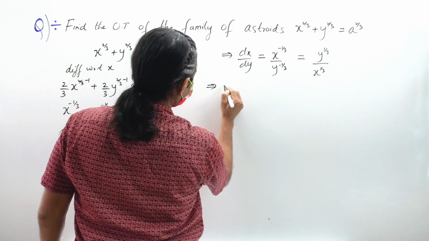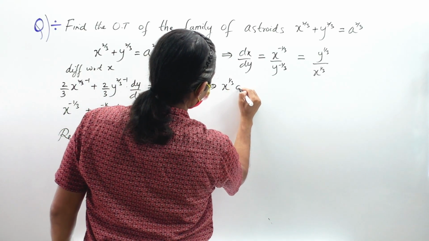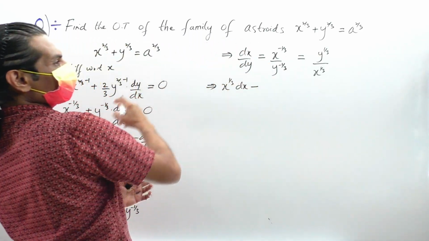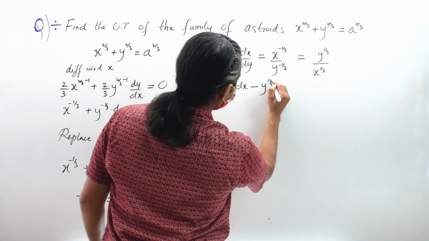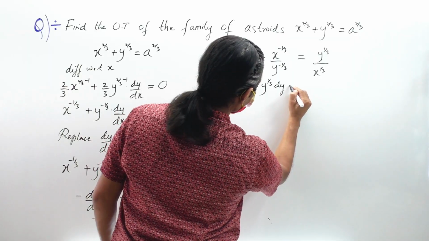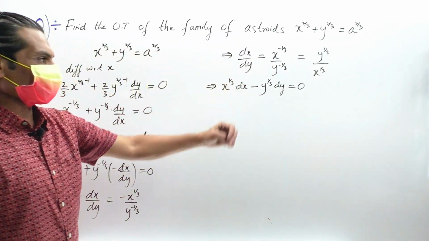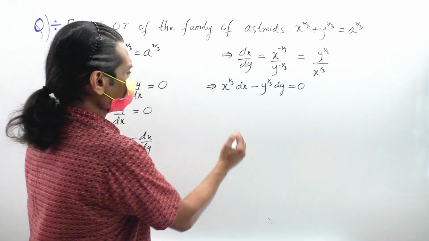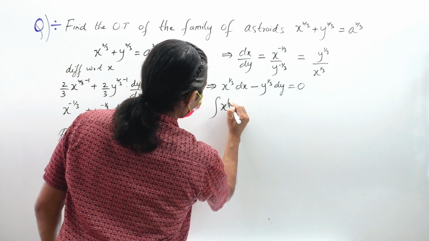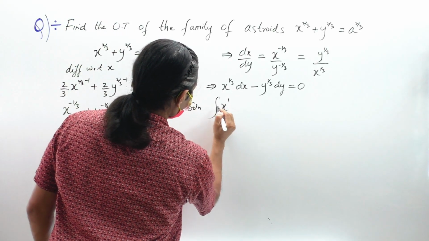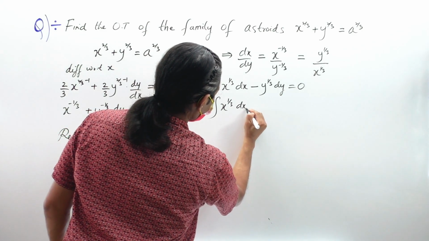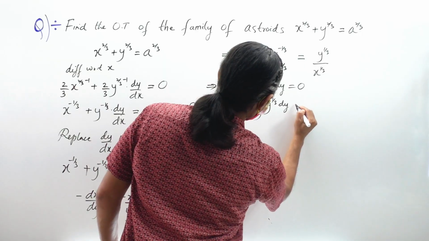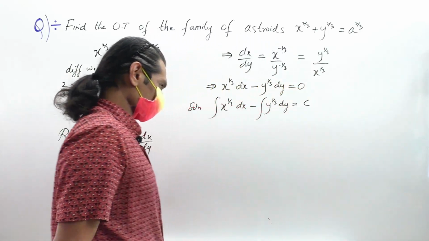We have x raised to 1 by 3 dx, minus, I take this side, y raised to 1 by 3 dy is equal to 0. See, both the variables are separated now, x with dx, y with dy. So the solution is ultimately integration. We have integration of x raised to 1 by 3 dx minus integration of y raised to 1 by 3 dy equals c, the constant of integration.